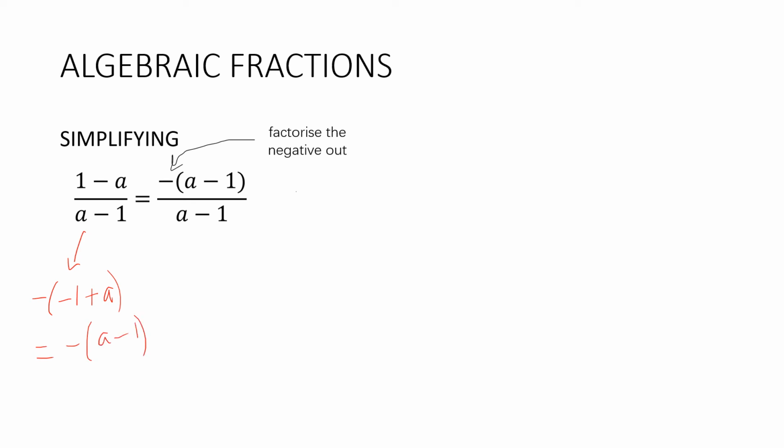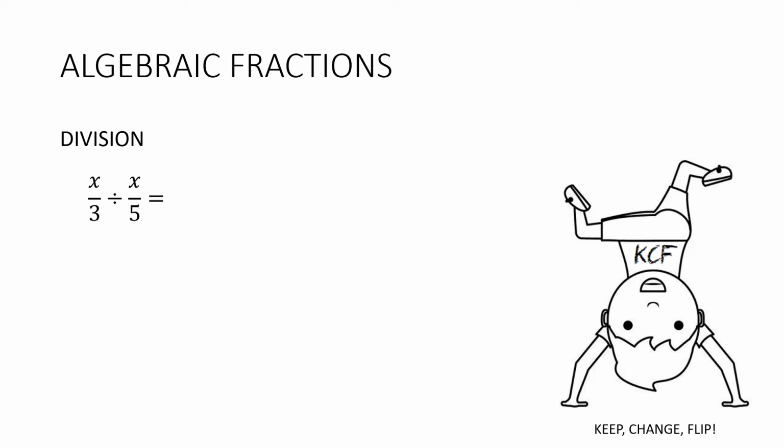Now have a look what happens. We can cancel this with this, and we end up with -1. Now with division, we use the mnemonic keep, change, flip. We keep the first fraction, we change the sign, we flip the second fraction.